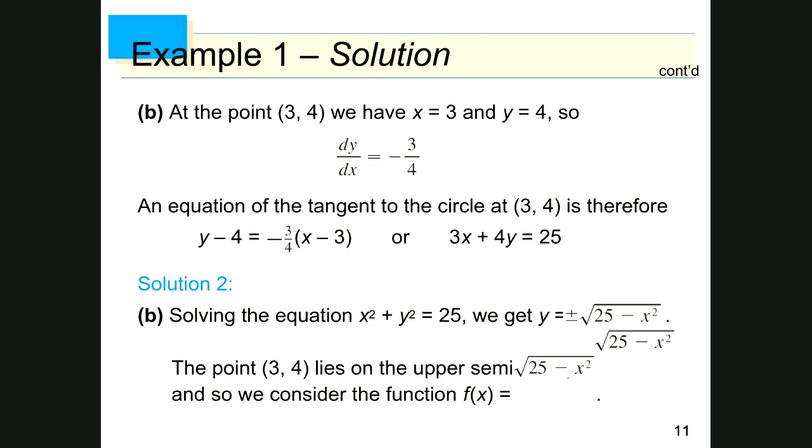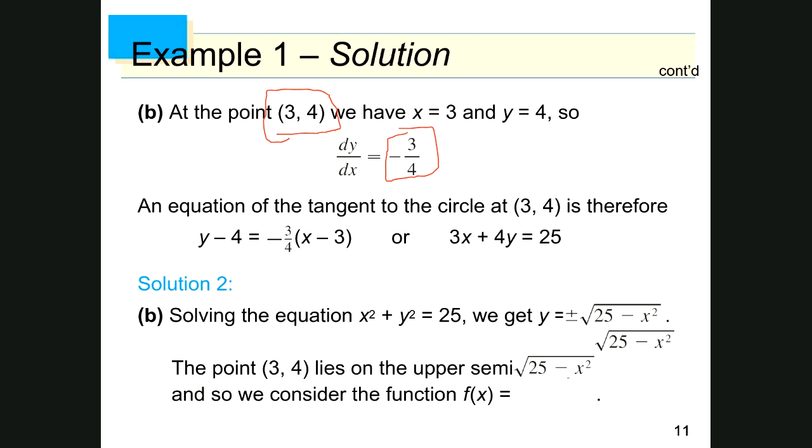Part B asks you for the equation of the tangent at a given point. I'm sure everyone is happy to do that. Remember that the slope of a tangent is the same as the slope of your graph at that point. So the dy/dx that you found before is the slope of the tangent line. All you needed to do is substitute the values of x and y into that dy/dx we found before. You get minus 3 over 4. That's the slope of the tangent.